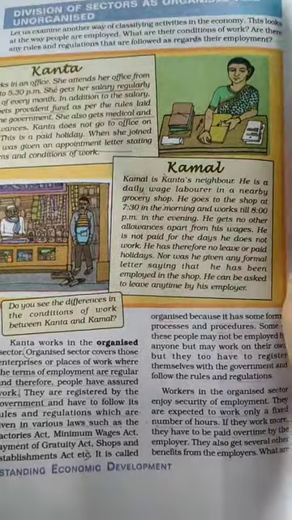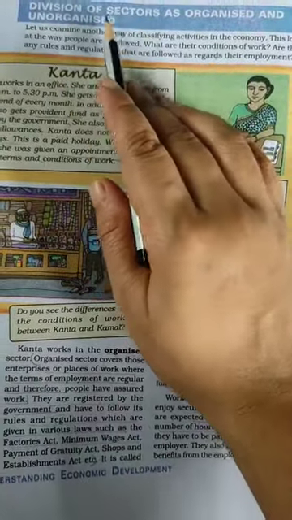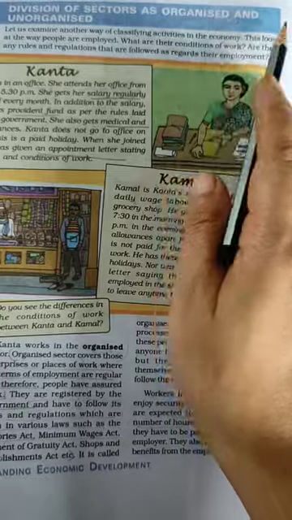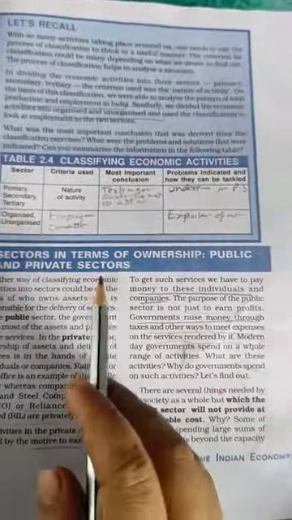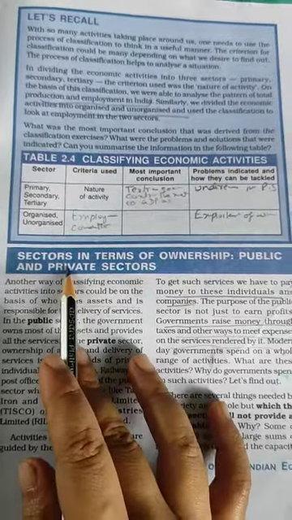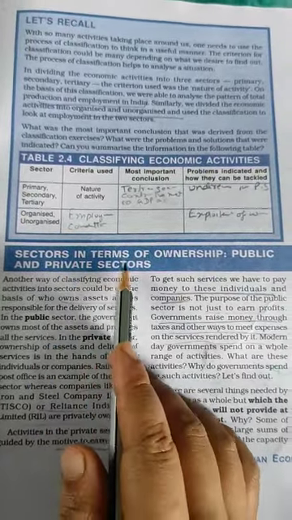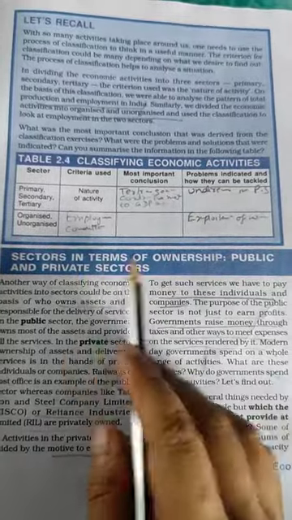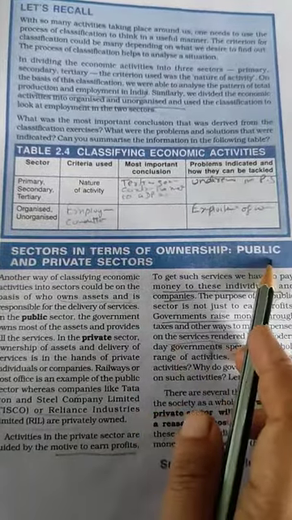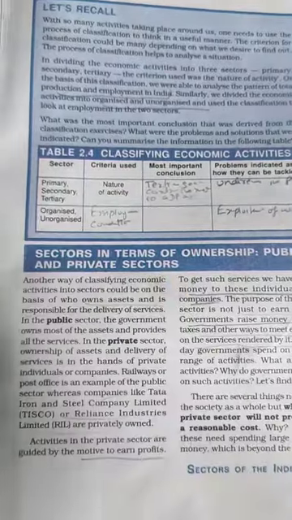Hello students, in our previous class we have studied about division of sectors as organized and unorganized sector. Today we will study about another classification of sector which is done on the basis of ownership. On the basis of ownership there are two sectors of Indian economy, public sector and private sector.